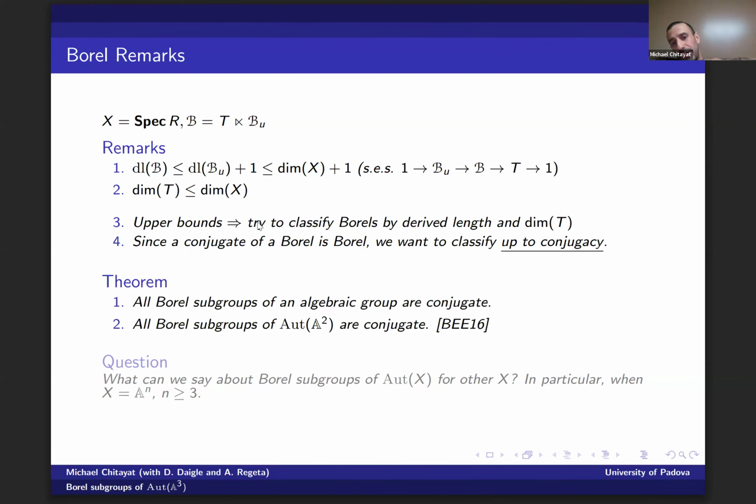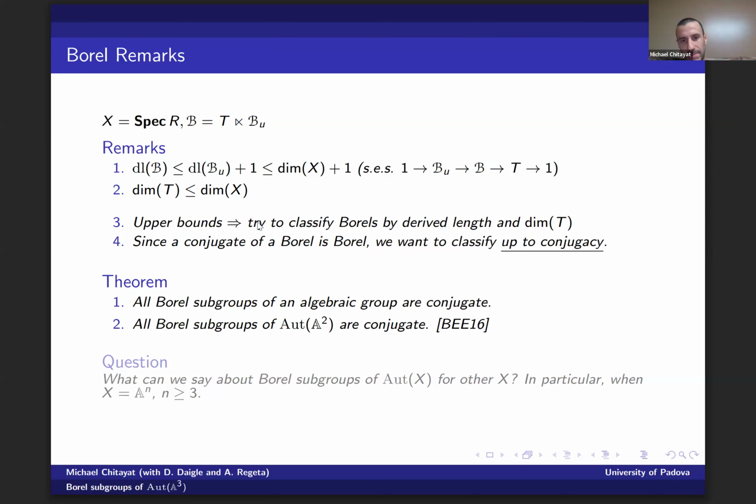It's a classical result about algebraic groups that all Borel subgroups of an algebraic group are conjugate. And in the special case of Aut A2, we still get that all Borel subgroups of Aut A2 are conjugate. This is a result of Berest, Eshmatov, and Eshmatov from about 10 years ago. And it motivates the next question: what can we say about Borel subgroups of Aut X for other X, in particular when X is affine space?